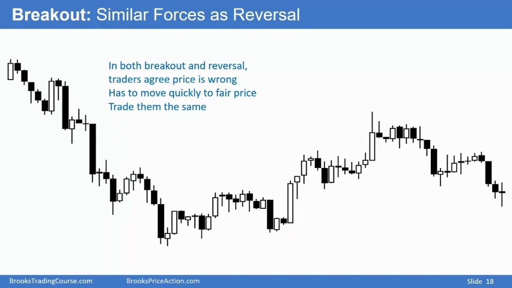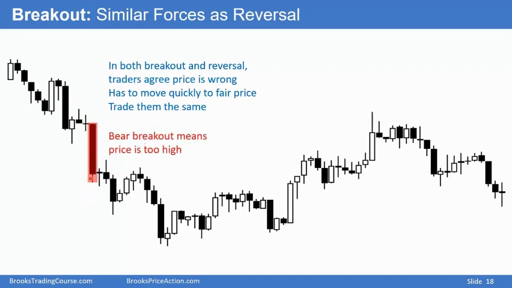Whenever there's a breakout, whenever there's a big trend bar, especially when there's follow-through, traders agree that the price is wrong, and it has to move quickly to find a new fair price. It doesn't matter if you're talking about a breakout or a reversal, you trade them the same. Is this a bull breakout above a trading range? Is it a bull breakout above a bear channel? Is it a reversal up from this bear trend? It doesn't matter what you call it. The market's going higher. It's all of those. It's a breakout and a reversal.